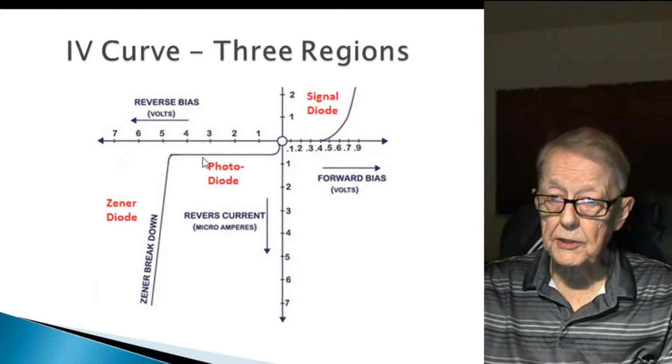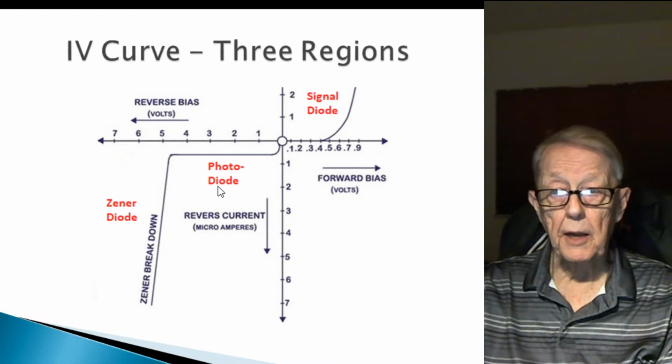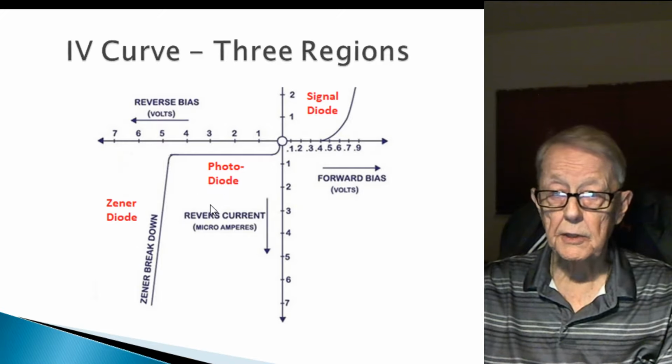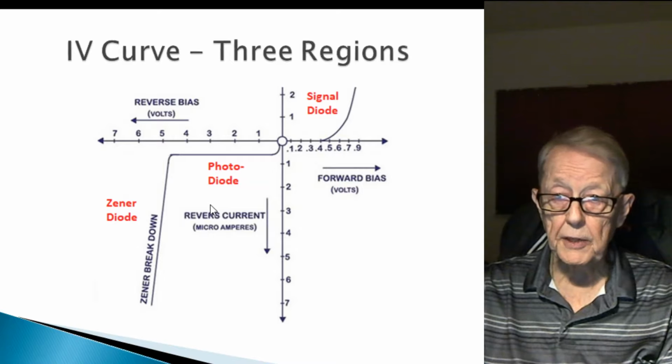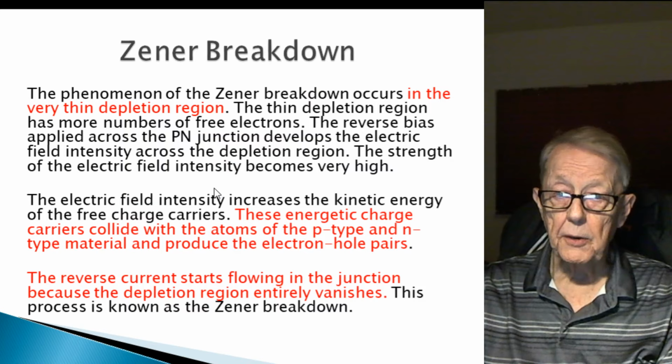A photodiode actually works in this region. They get a lot of use out of a diode. It's functionally very useful in circuits for many different things, and this will be my next video.